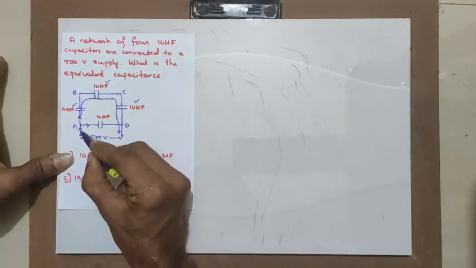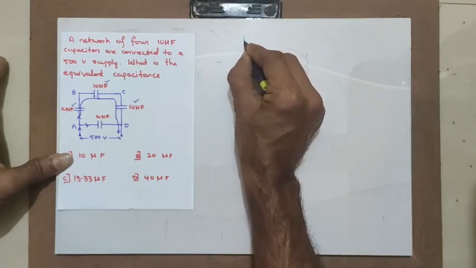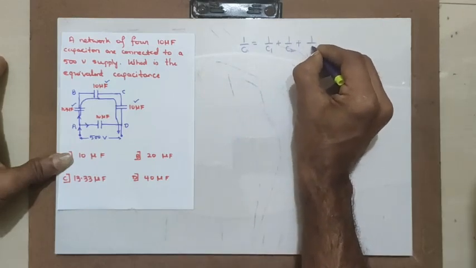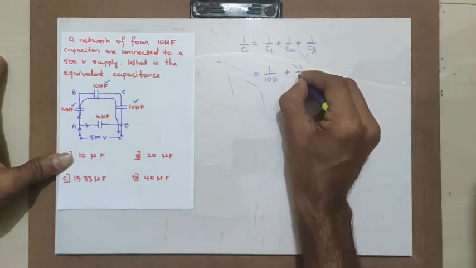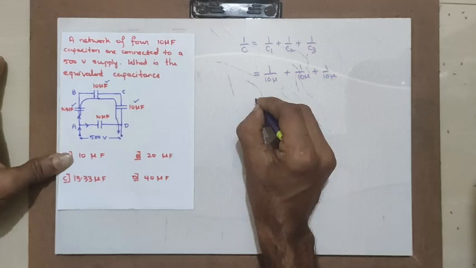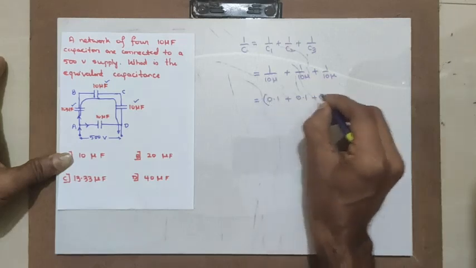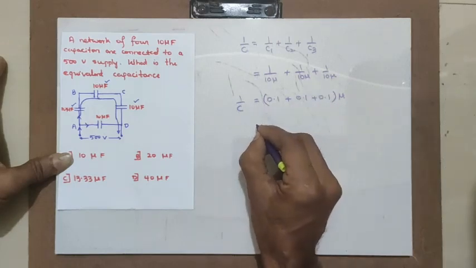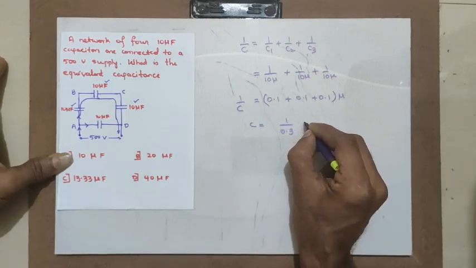Let us find the series combination. You know the formula for capacitors in series: the total capacitance is given by 1 by C equals 1 by C1 plus 1 by C2 plus 1 by C3, isn't it? 1 by 10 micro plus 1 by 10 micro plus 1 by 10 micro. Now 1 by 10 becomes 0.1 plus 0.1 plus 0.1. Micro is common, I kept outside, so 1 by C equals 0.3 per micro. Hence C becomes 1 divided by 0.3 micro.